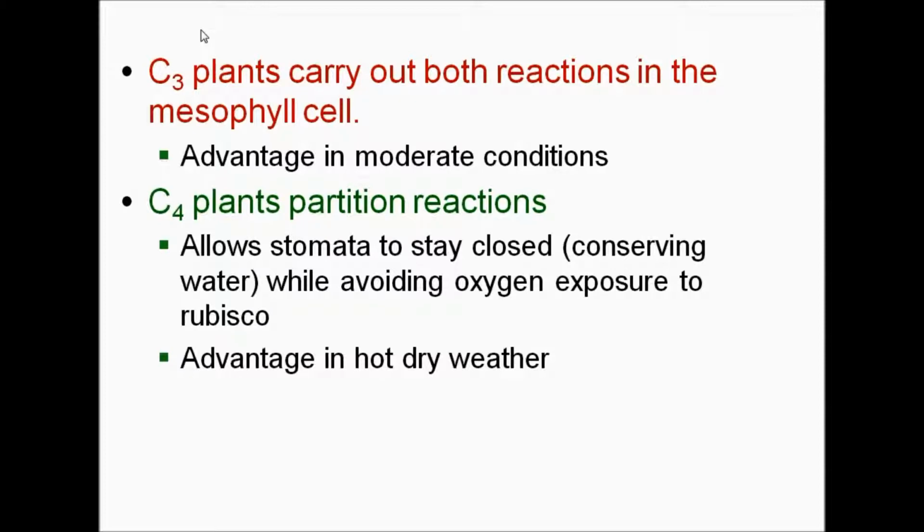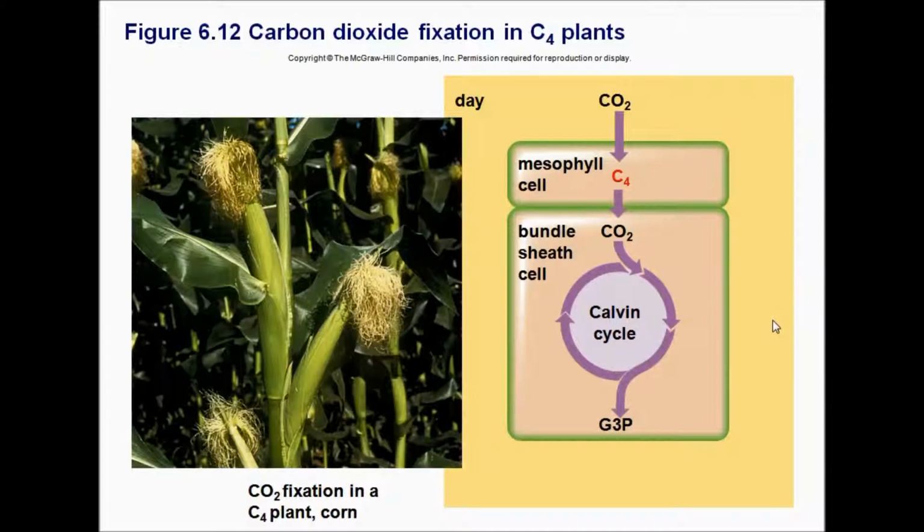All right. So, C3 plants carry out both reactions in the mesophyll, which is perfect in moderate conditions, like we have in Kansas when it's not too crazy hot and dry. In a rainforest, perfect for it. So C4 plants had to partition things off so the stomata can stay closed, conserving water, and they won't have problems with oxygen buildup exposure to this rubisco. And it's a huge advantage in dry, hot weather.